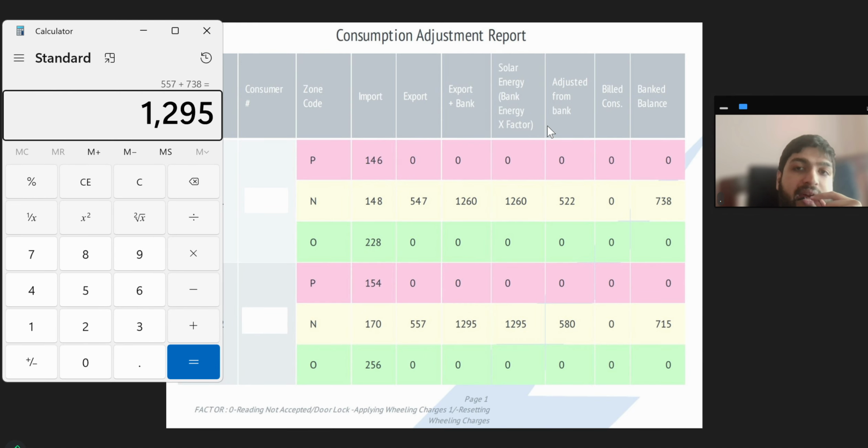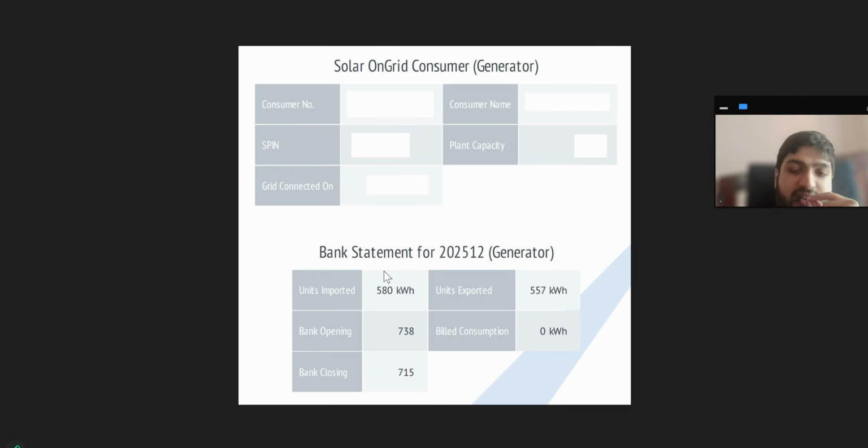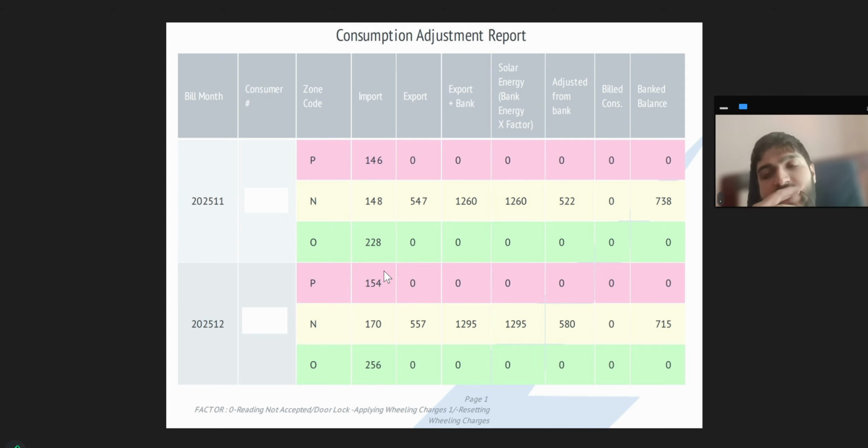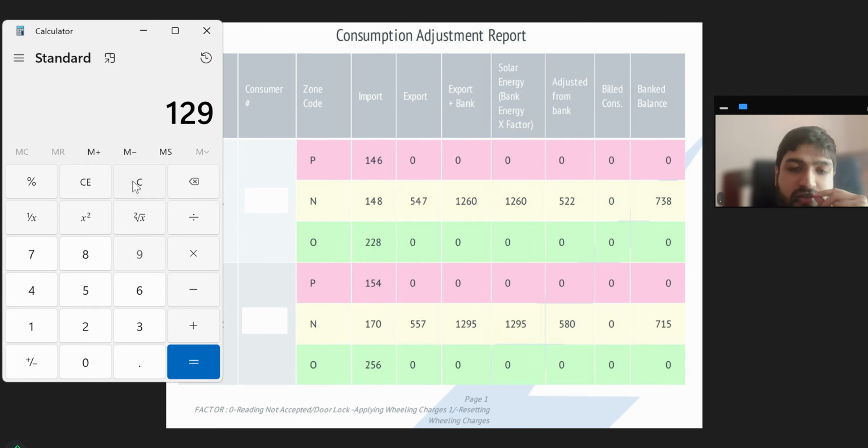Now solar energy or bank energy X factor will be 1, so that's 1295 into 1, that is 1295. What is adjusted from the bank? So your net import that you have calculated here, that is 580, will be adjusted. That is how the bill is calculated. So you have 1295 and you are adjusting 580. If you calculate 1295 minus 580 units, that's 715 units.